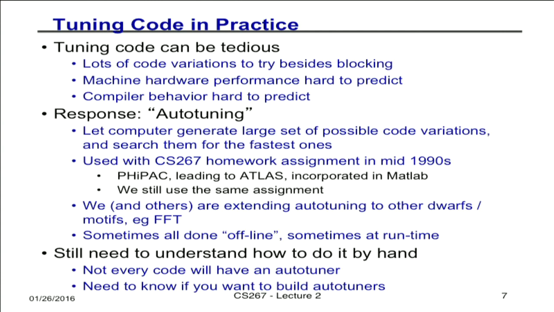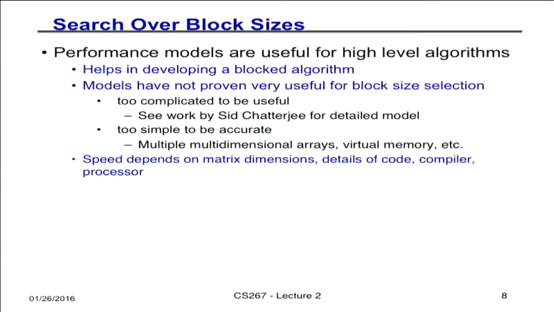So I still think it's useful for you to understand how to do it by hand. I'll talk later about the fact that there's been a lot of work put into highly optimized libraries. So in general, for most of you, you're not going to have to optimize matrix multiply except for this homework assignment. Okay. So this idea of searching over the block sizes comes up for high-level algorithms.